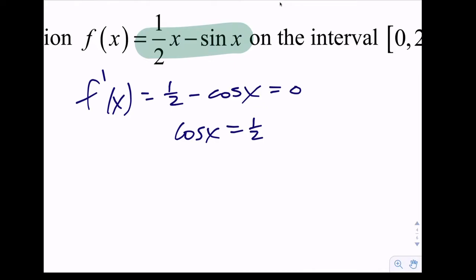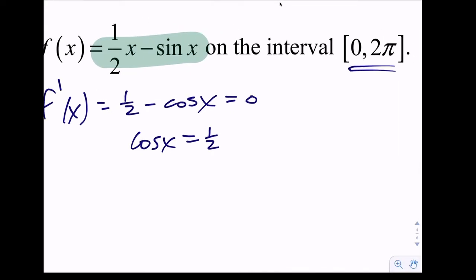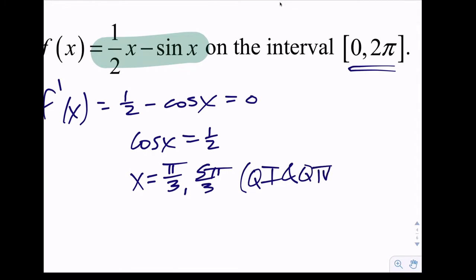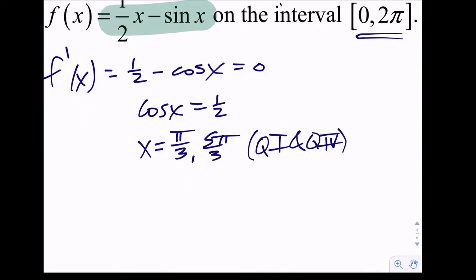Now it's cosine of 1x. That's good, because we can just use the unit circle now and find all the angles on the unit circle between 0 and 2 pi where cosine is positive 1/2. And they are pi thirds and 5 pi thirds. Good. Quadrants 1 and 4, right? Quadrants 1 and 4. So we need to test in between there.